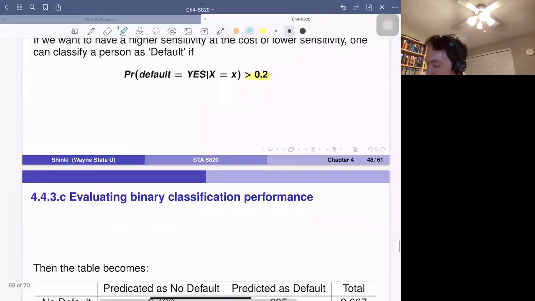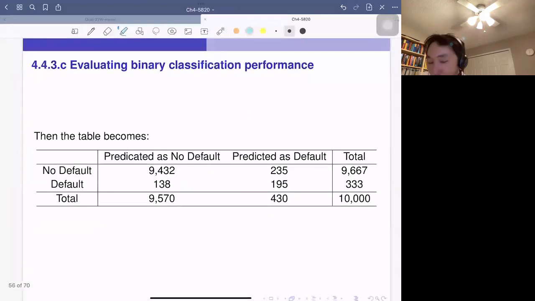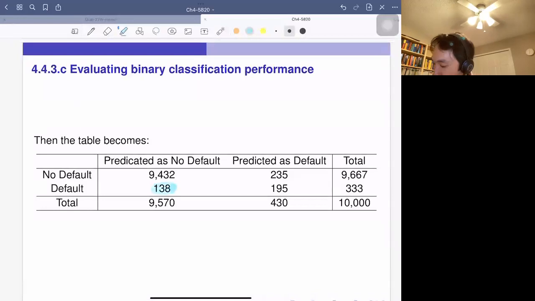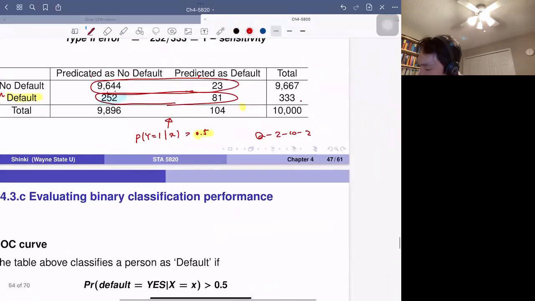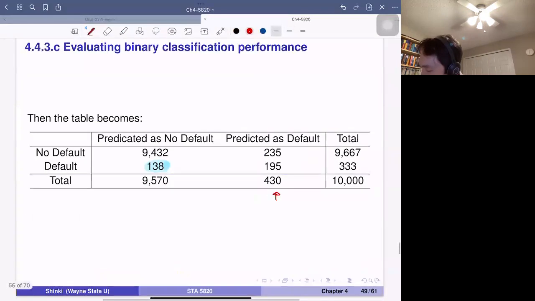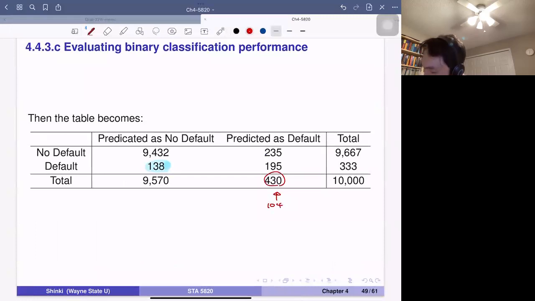So we make a different threshold. Then the table becomes this. So maybe the bank is concerned about this group, but it gets much smaller. The previous one that we had was 250, but now only 138. So basically we have the lower probability as a threshold. Because of that we have more people predicted as default. So we have 430 here, and before we had only 104. Okay, so 104 becomes 430.